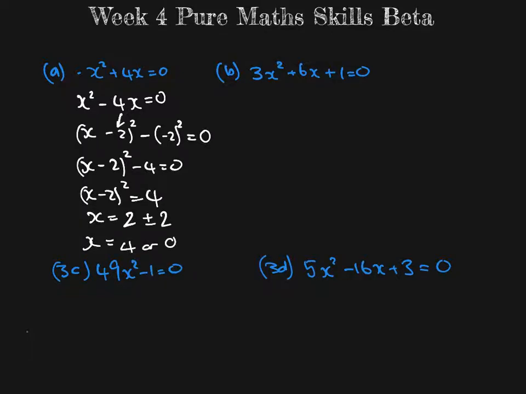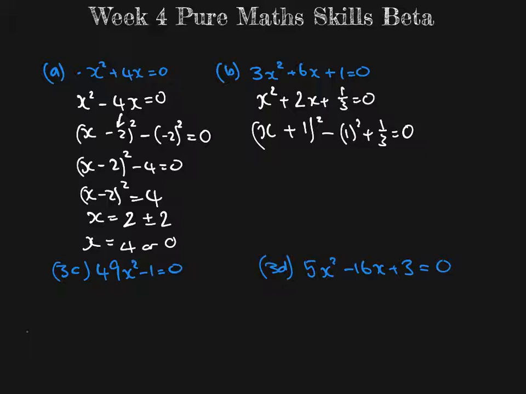Next one, I'm going to start by dividing by 3 so that we can complete the square. So it'll be x squared plus 2x plus a third is 0. Completing the square: (x + 1) squared, half of 2 squared, minus 1 squared plus a third is 0.